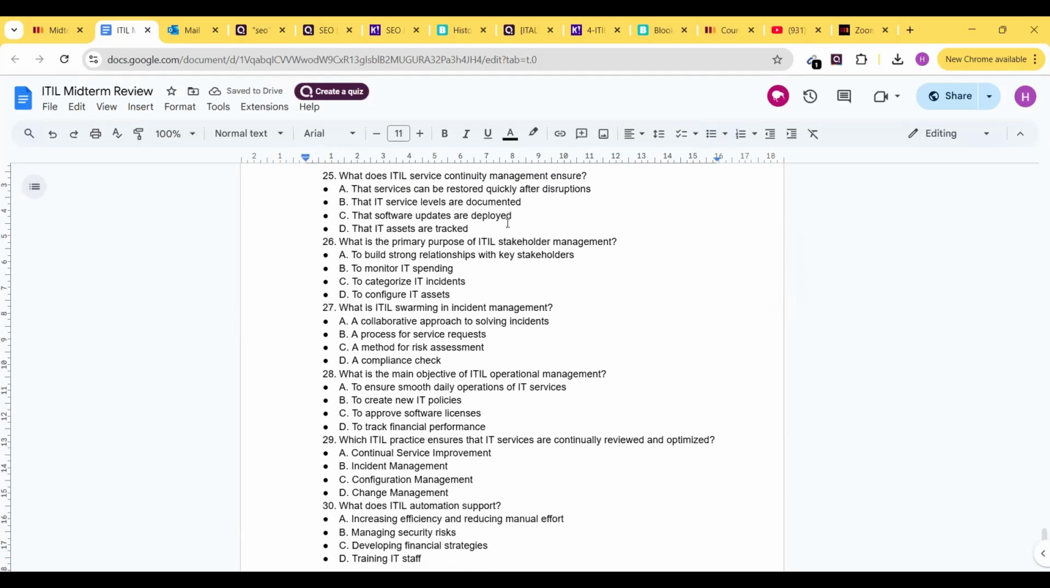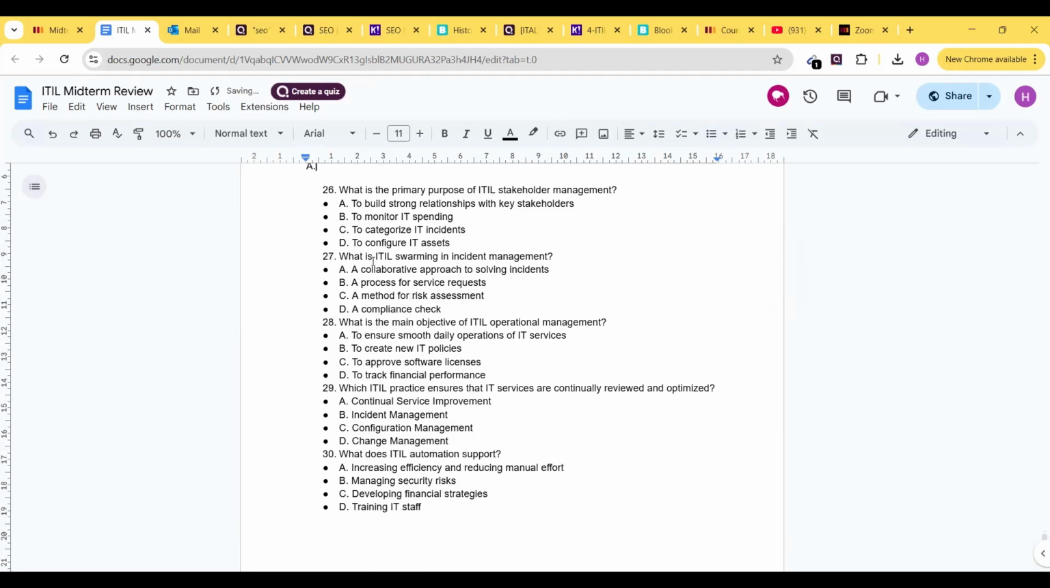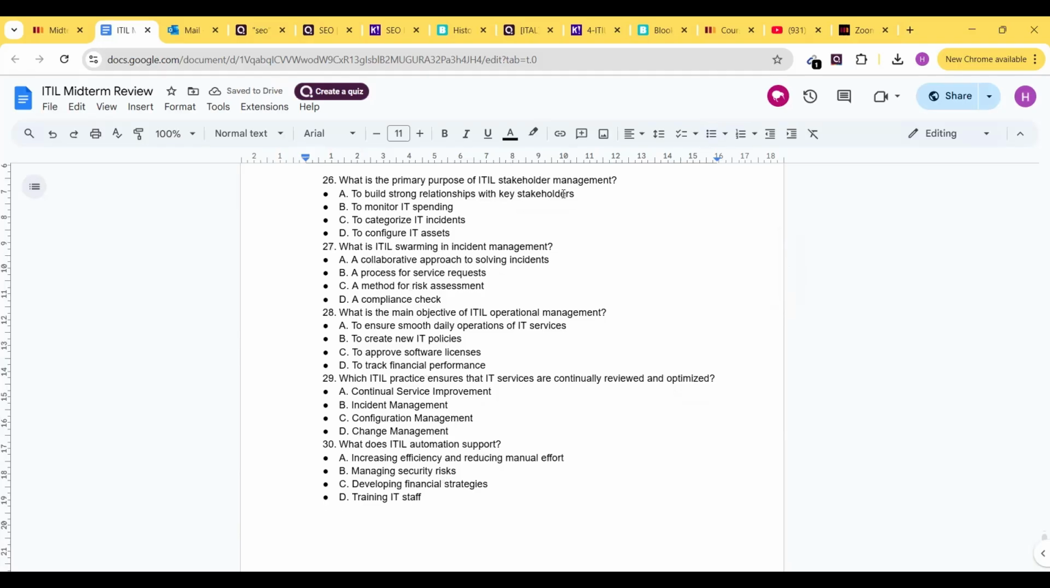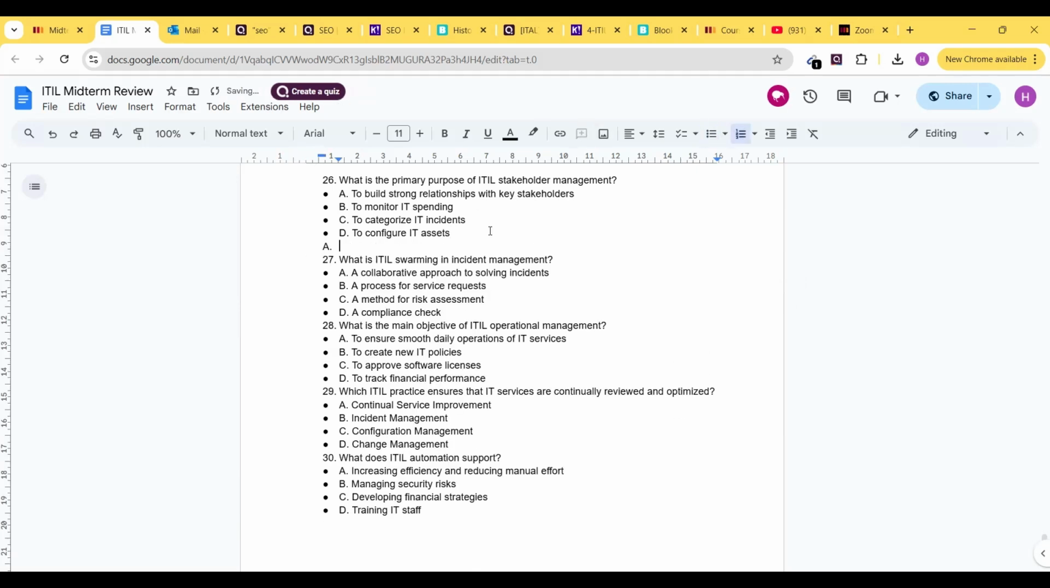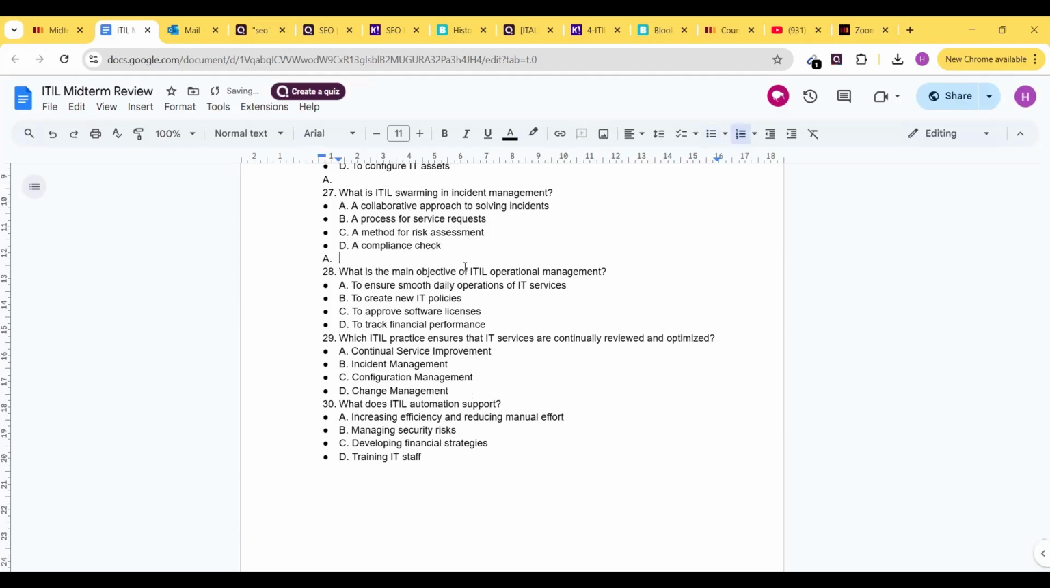Then 25, what does ITIL service continuity management ensure? Yeah, A, yeah. So that service can be restored quickly after disruptions. What is the primary purpose of ITIL stakeholder management? Yeah, to build strong relationships with key stakeholders. Yes. And then what is ITIL swarming in incident management? So it's a collaborative approach to solving incidents, A. Yeah.